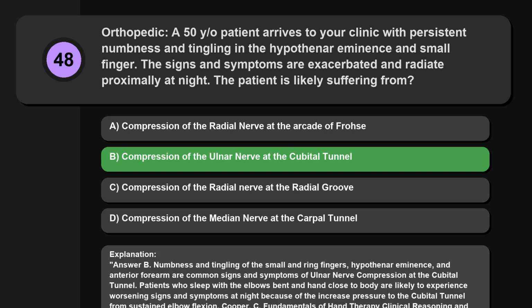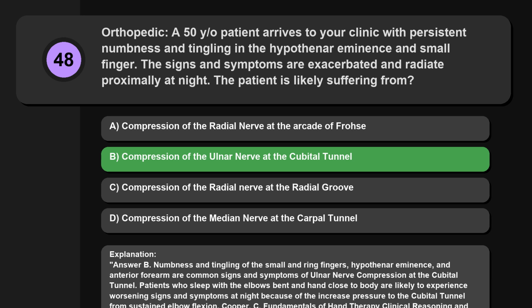Answer B. Numbness and tingling of the small and ring fingers, hypothenar eminence, and anterior forearm are common signs and symptoms of ulnar nerve compression at the cubital tunnel. Patients who sleep with the elbows bent and hand close to the body are likely to experience worsening signs and symptoms at night because of the increased pressure to the cubital tunnel from sustained elbow flexion.